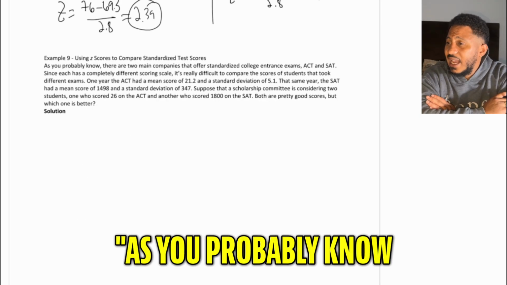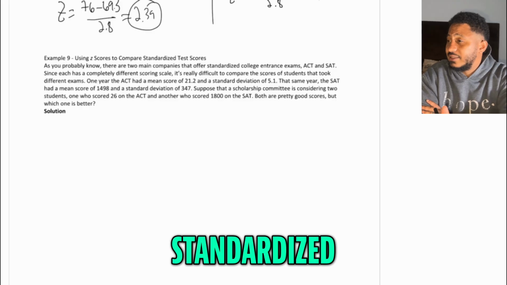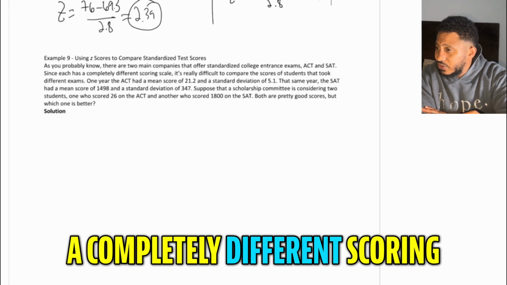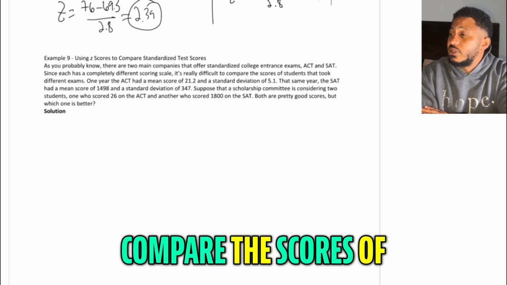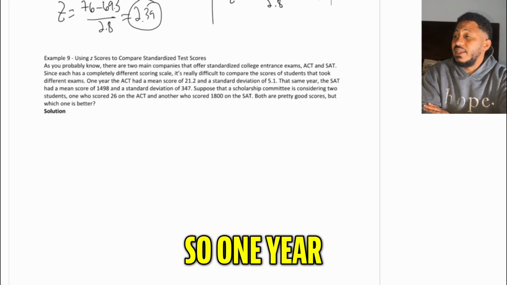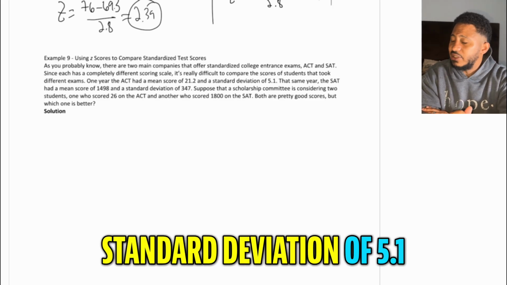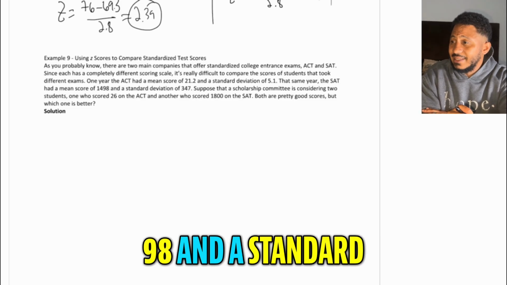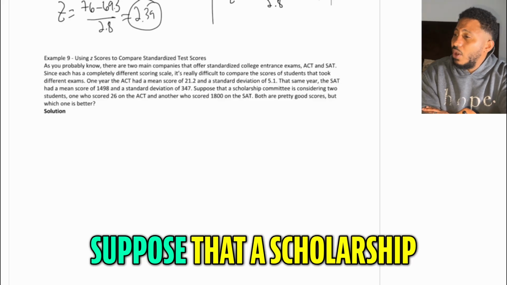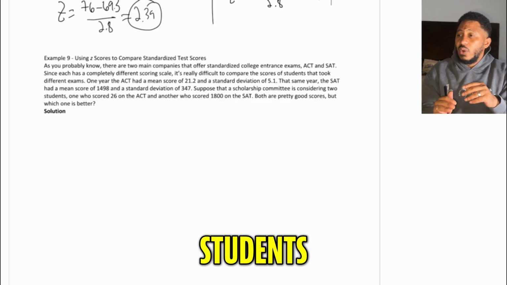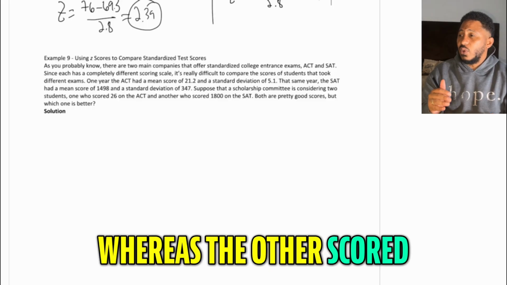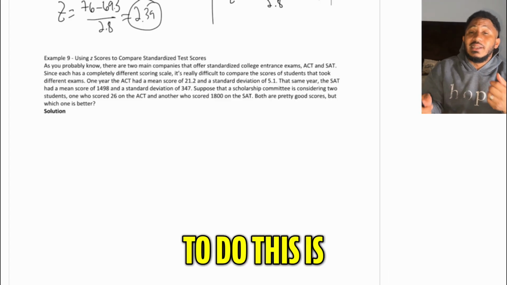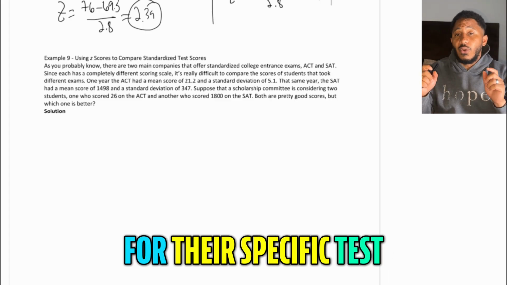All right, example 9 says, as you probably know, there are 2 main companies that offer standardized college entrance exams, the ACT and the SAT. Since each has a completely different scoring scale, it's relatively difficult to compare the scores of students that take different exams. One year, the ACT had a mean score of 21.2 and a standard deviation of 5.1, versus that same year the SAT had a mean score of 1,498 and a standard deviation of 347. Suppose a scholarship committee is considering 2 students, one who scored 26 on the ACT, whereas the other scored 1,800 on the SAT. Both are pretty good scores, but which one is better?